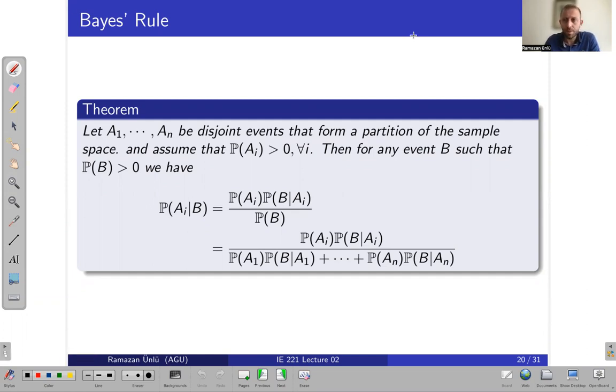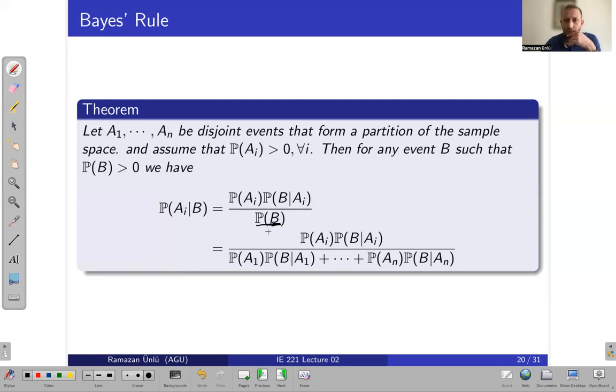Let's say we have some events from A1 to AN, and they are disjoint events. They also form a partition of a sample space, each with probability greater than 0. Then for any event B such that the probability of B is greater than 0, we can calculate the probability of AI, which can be A1, A2, A3, up to AN, given B. We can use this formulation: probability of AI times probability of B given AI, divided by probability of B. And we can extend this part like that.